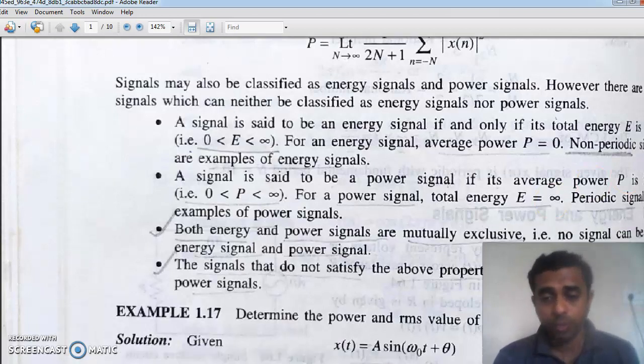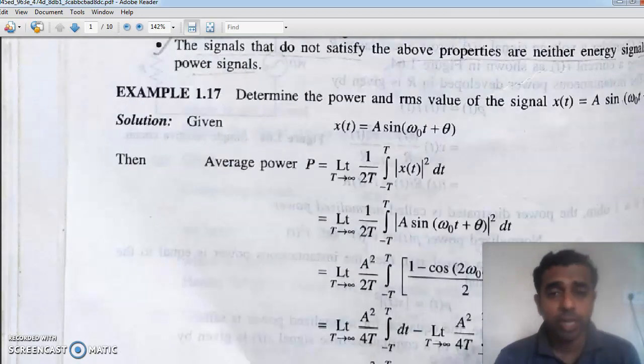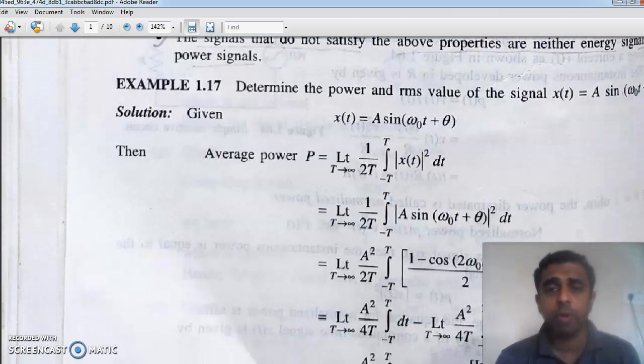So we'll first see a very important thing, that is, determine the power and RMS value of signal x of t is equal to A sin(omega naught t plus theta). So this is your signal, it's a continuous time signal. When you apply the definition for power, that is limit T tends to infinity, 1 by 2T integration from minus T to T, mod of x of t the whole square dt, you substitute this value instead of x of t.